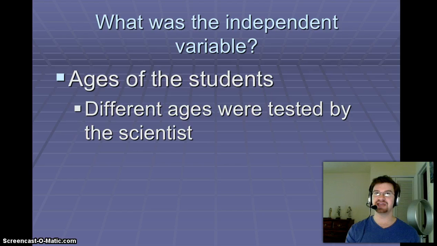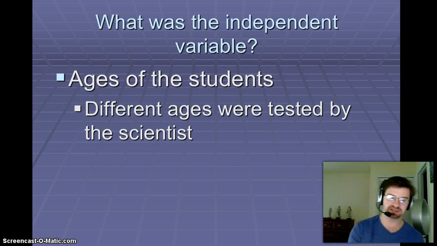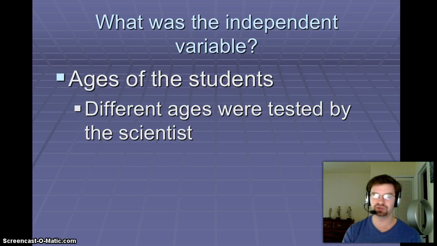Good. The ages of the students. Different ages were tested by the scientist. That's what I'm changing. I am changing the ages. I'm letting Billy, who's 4, and then Carl, who's 2, and then John, who's 19. I am changing the age.